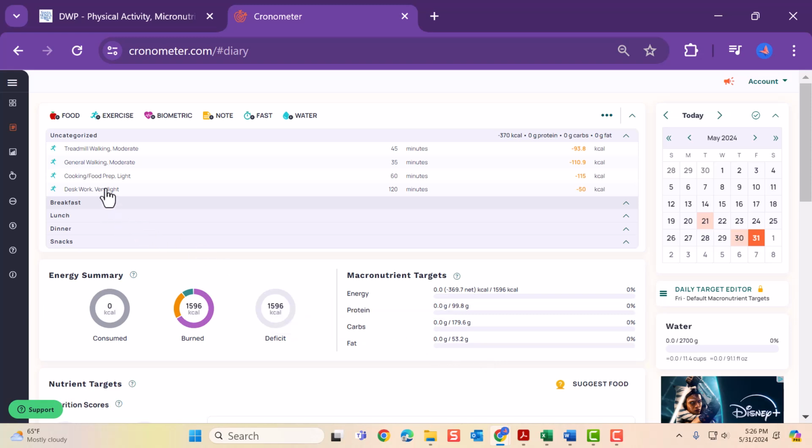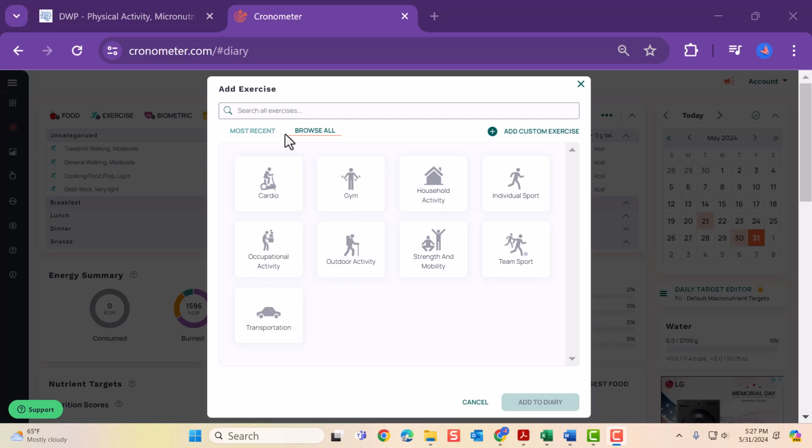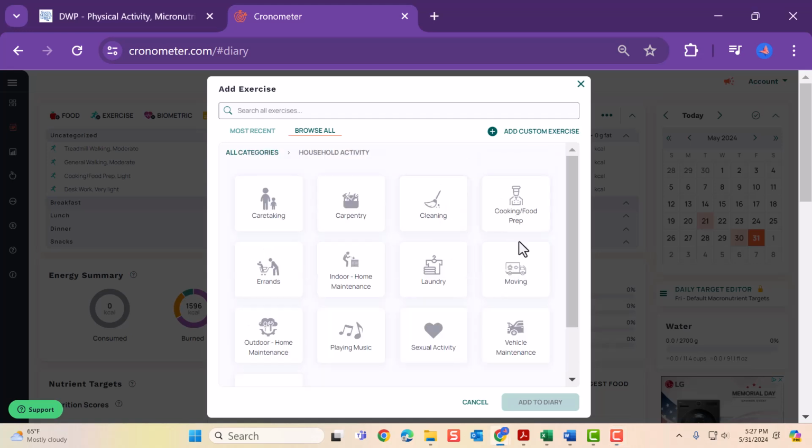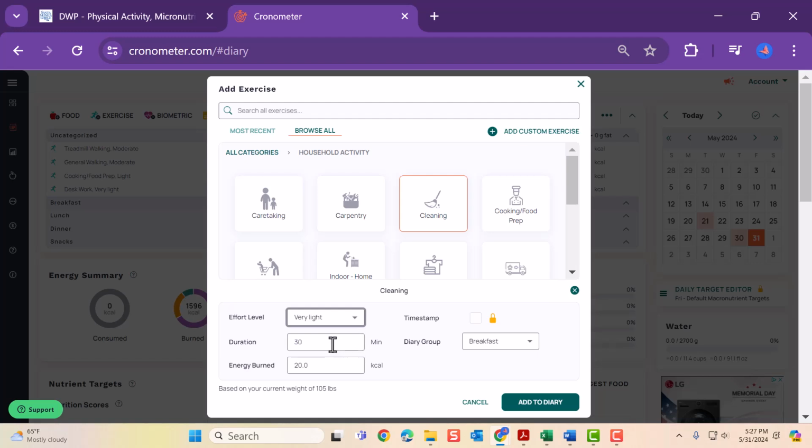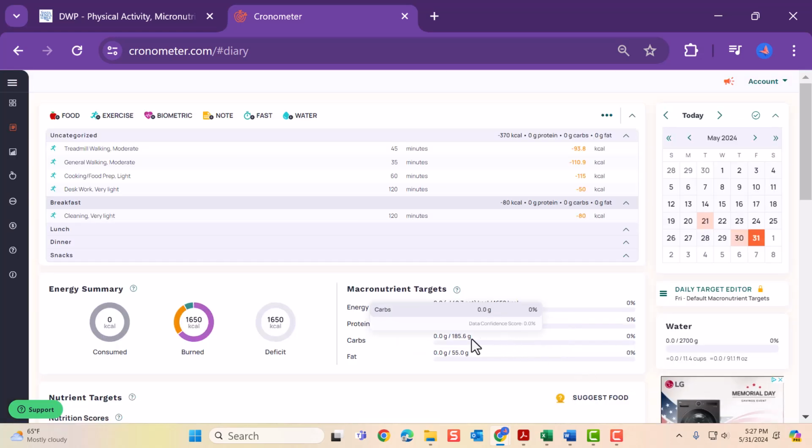to the diary. I've already entered walking at a moderate pace for 35 minutes, took the puppy for a walk today, treadmill for 45 minutes. You can browse all and look up different categories. If you did not exercise and so you're writing some household activities, I also did some cleaning. I had to move furniture and vacuum and mop. That took me about probably 2 hours. So I can add that. Oh, it went under breakfast, but it doesn't matter.